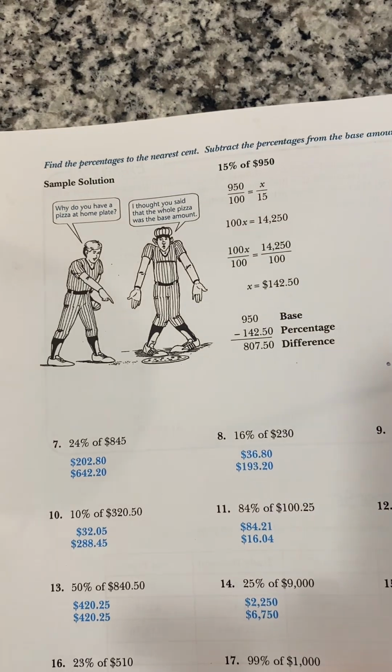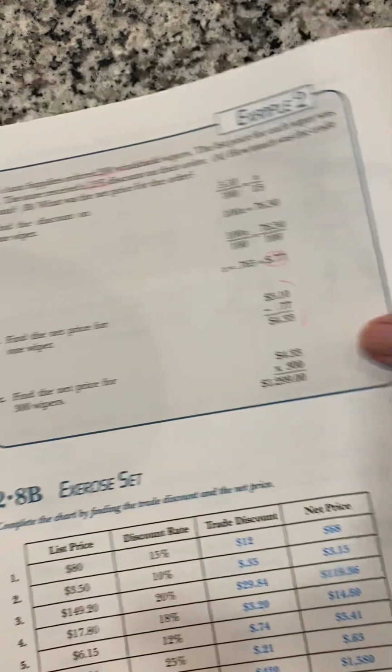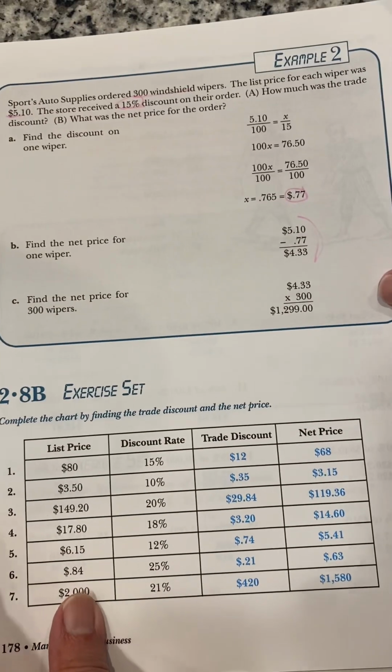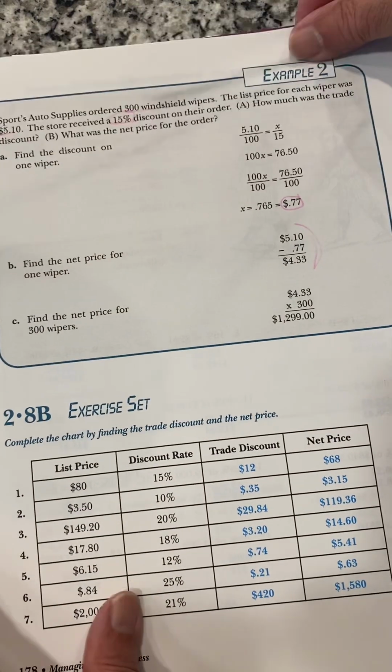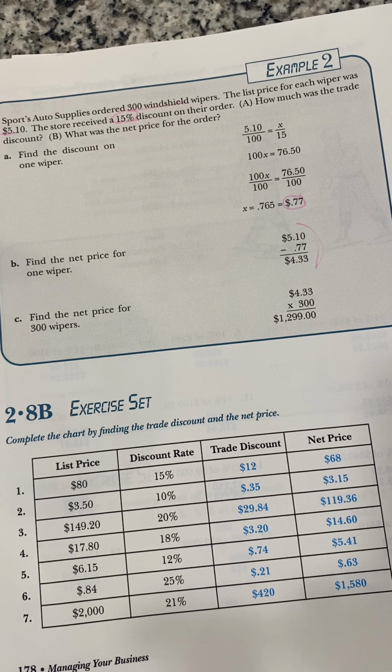So let's see here, example 2. Let's do this one. Sports Auto Supplies ordered 300 windshield wipers. The list price for each wiper was $5.10. The store received a 15% discount on their order. How much was the trade discount, and what was the net price?